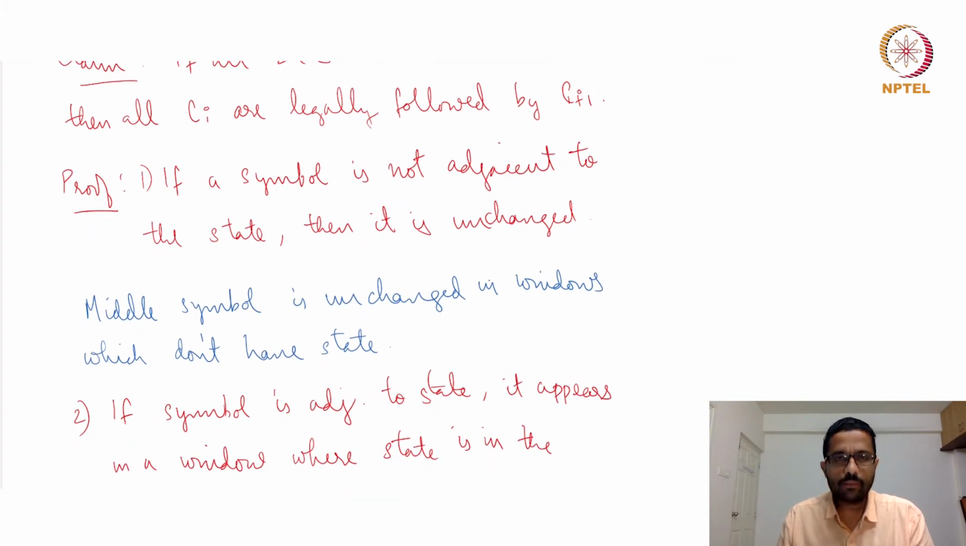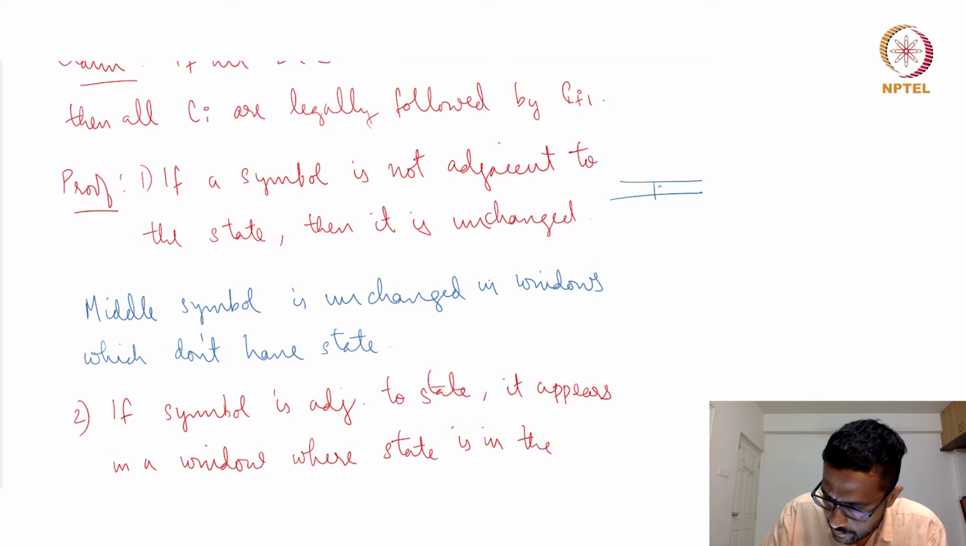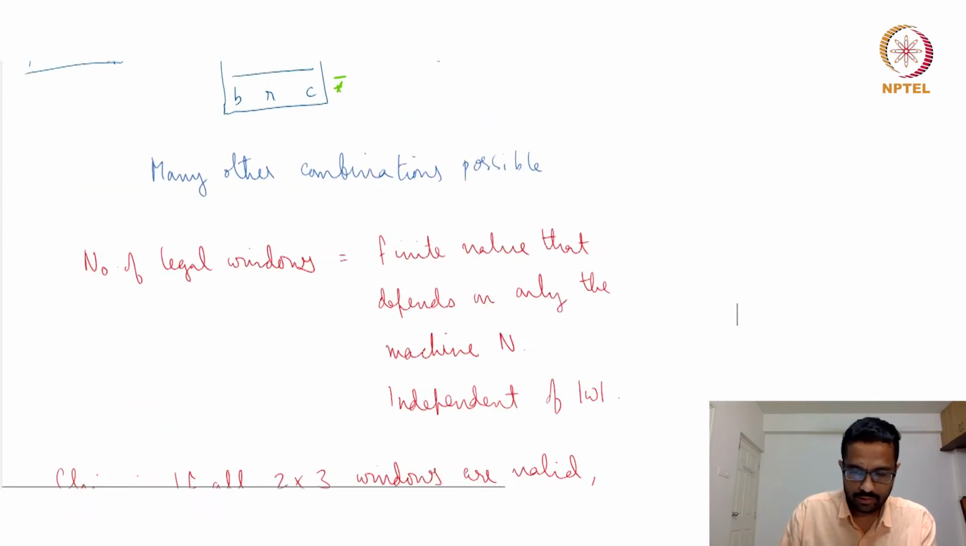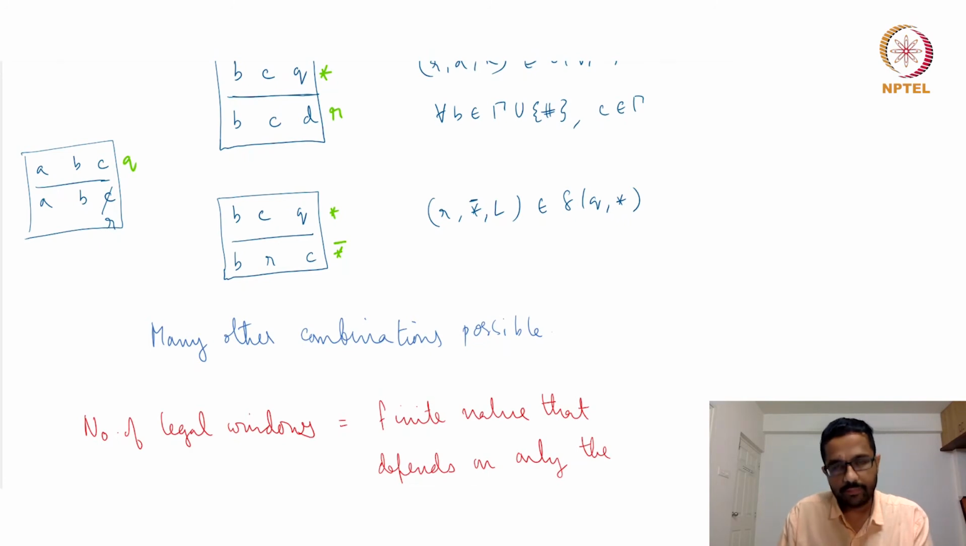Why is this true? It's very simple. Because if a symbol is not adjacent to any state, so let's say the state is at a certain location, maybe this is the state Q, and this is X, this is Y, or whatever. Now A is not going to change because this is where the tape head is, over at Q. So if it is not adjacent to a state symbol, it will not change. And this is true because for all the windows which do not have the state symbol, the middle element is unchanged. So for instance, here, A, B, C, there is no state symbol in the top row. For all such valid windows, the middle element remains unchanged across top and bottom.